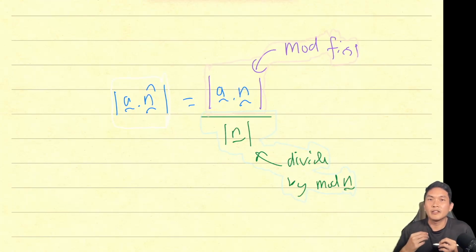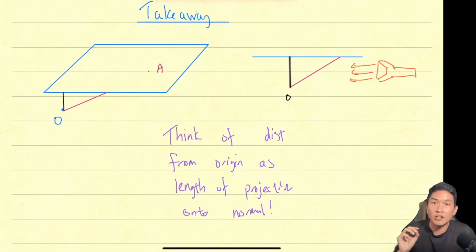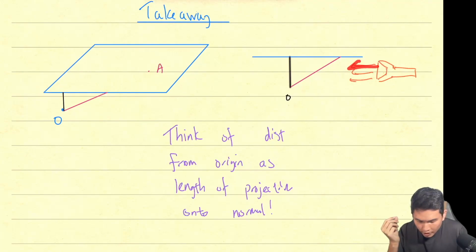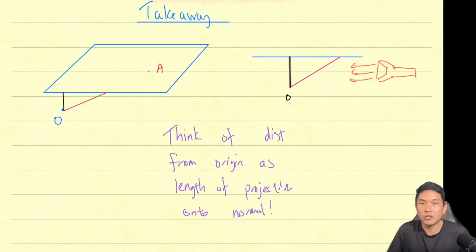What is the takeaway? The takeaway is not to memorize this. Whenever you're asked about the distance of a plane from the origin, you should always look at it as a length of projection. Maybe think of it as shining a torchlight this way, so that you get the length of the shadow over here. And this shadow is the distance from the origin. This is the takeaway that you should have. If you can understand this, then you'll be able to make sense of this question and why the solution is the way that it is.